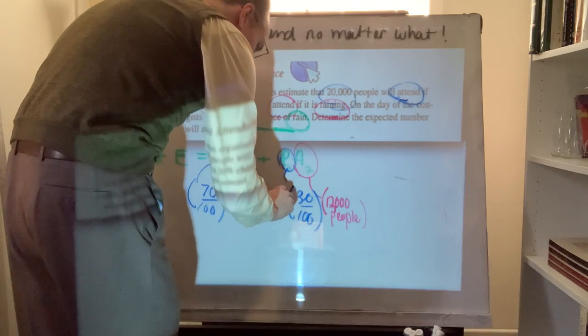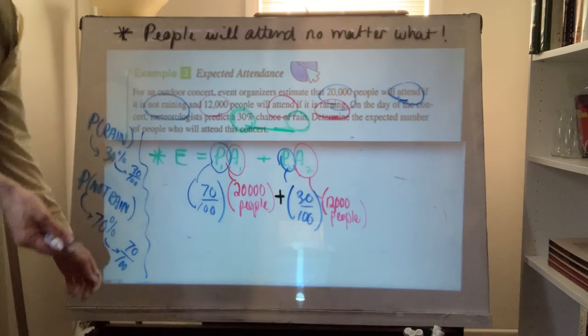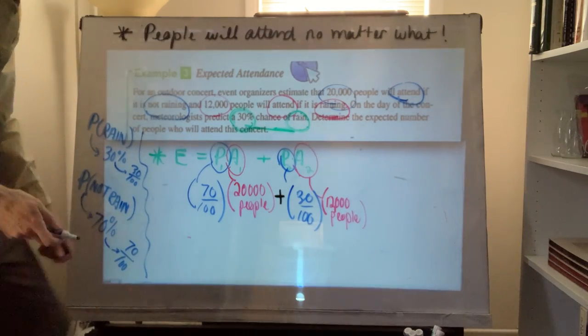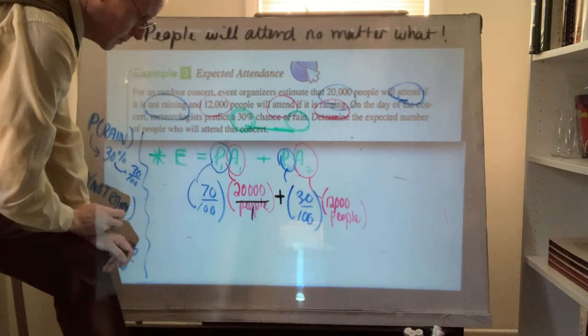And notice that there are no negatives in this case, because again, people are going to attend, it seems, no matter what. Anyhow, let's straighten up the arithmetic here. Let's put a 1 under that to make it look like a fraction and pull some tricks.